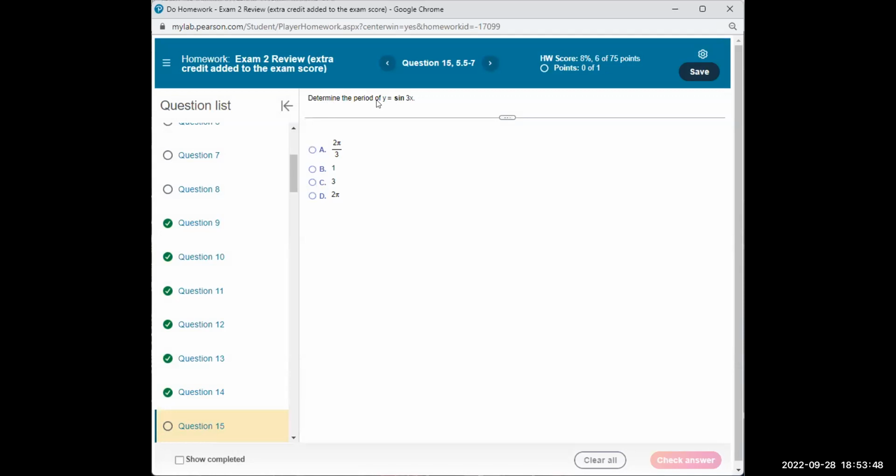Here we're asked to determine the period. So again, you're going to take 2 pi because that's the original period for your sine function. But notice we have a constant 3 in front of the x. So you're going to take 2 pi divided by 3 to get the new period.